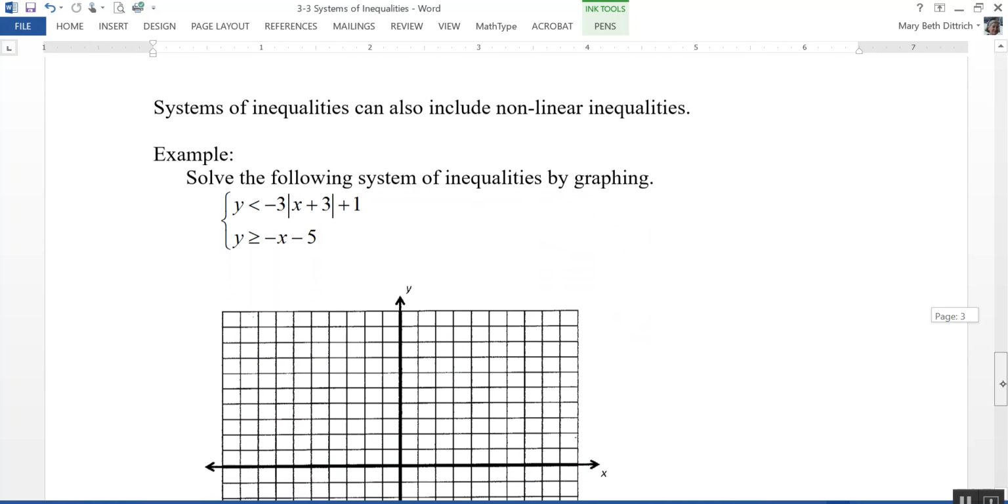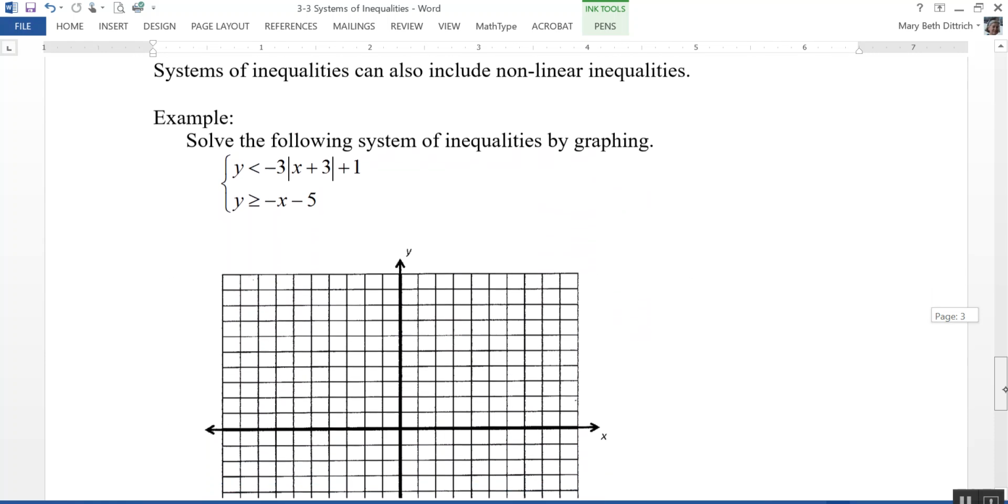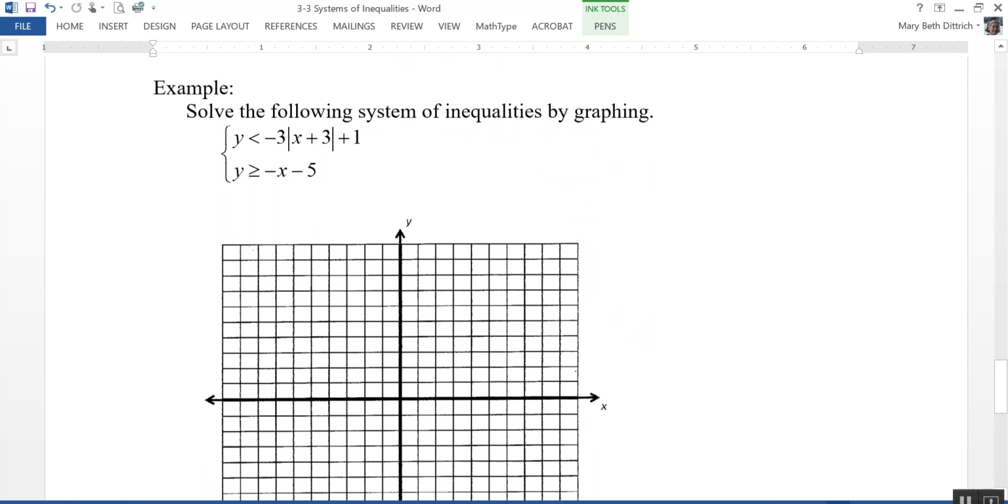And our last example is a system of inequalities that can also include nonlinear inequalities. In this case, we have an absolute value inequality. So this one, y is less than or equal to -3 times the absolute value of x plus 3, plus 1. That's going to be dashed and shaded below. I can figure out a little bit about what's going on with this absolute value. I can tell that my vertex is going to be (-3, 1).